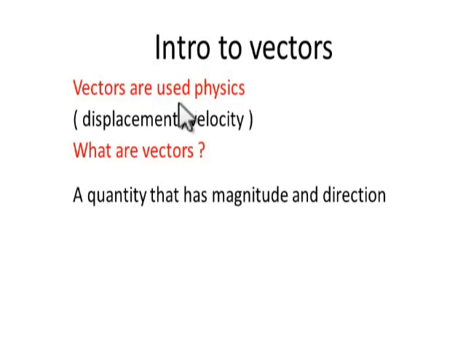Vectors are used in physics mostly, and let's see, we have displacement and velocity. Velocity and speed are different. Speed only has magnitude, while velocity has both magnitude and direction, as you know. So what are vectors? Vectors are a quantity that has both magnitude and direction. You have to highlight here the magnitude and direction.